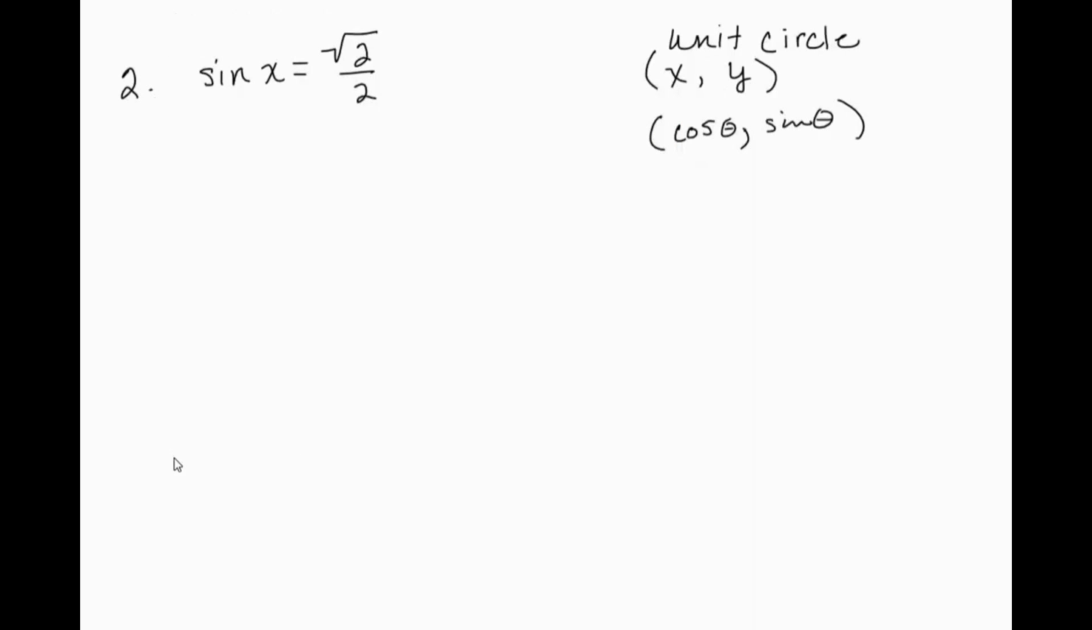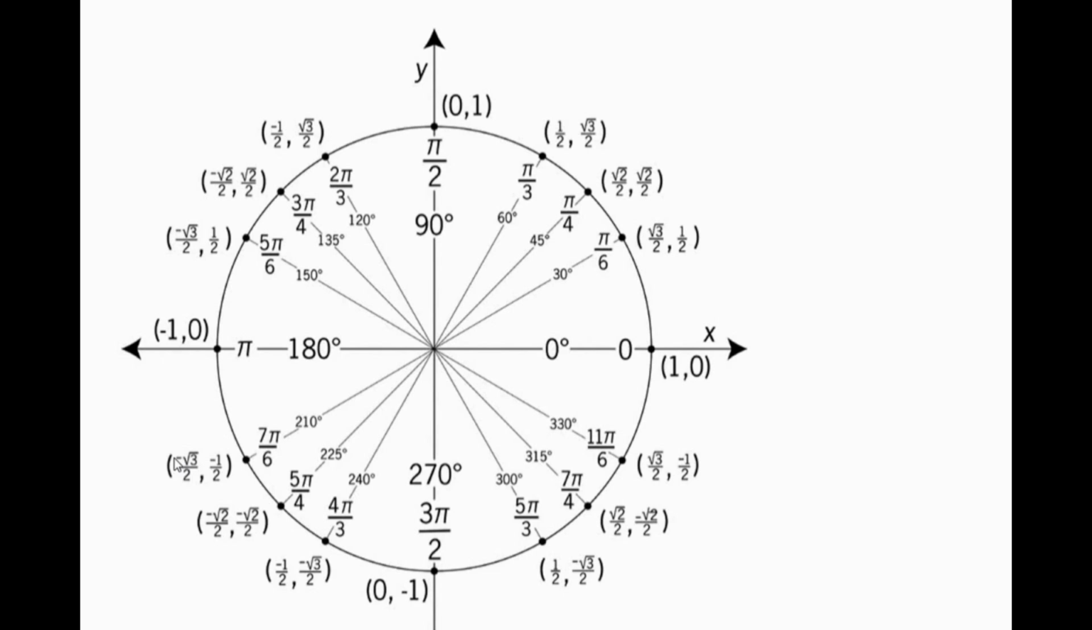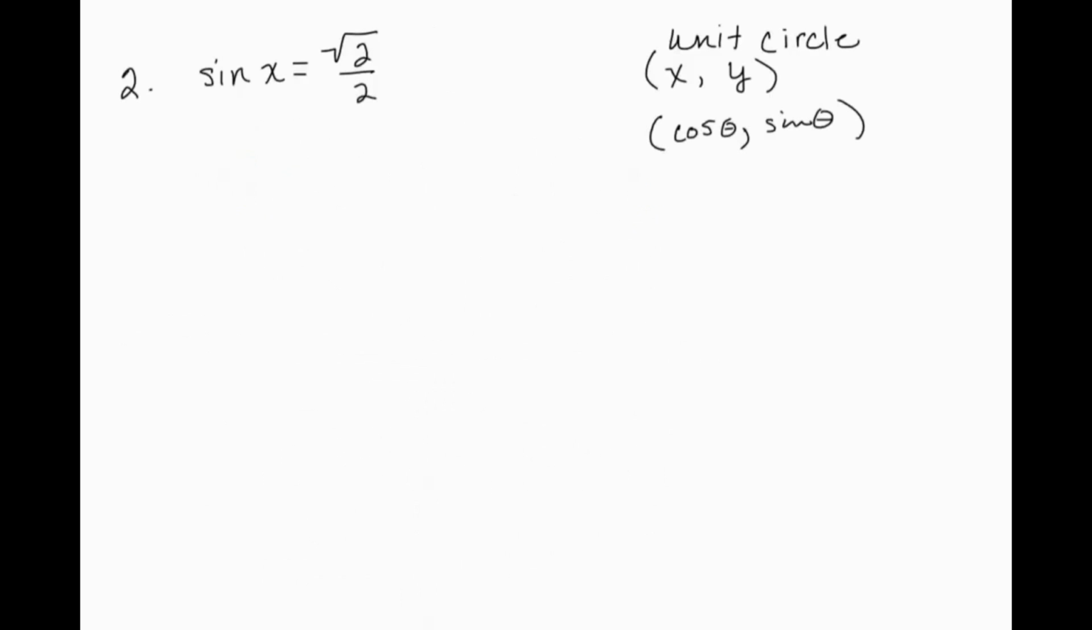Okay, problem 2, I have sine x equals square root of 2 over 2. And again, on my unit circle, I know that the sine values are the y values. So I need to look at my unit circle and find y values that are square root of 2 over 2. So the y values being square root of 2 over 2 are here and here. So pi over 4 and 3 pi over 4. So x equals pi over 4 and x equals 3 pi over 4.